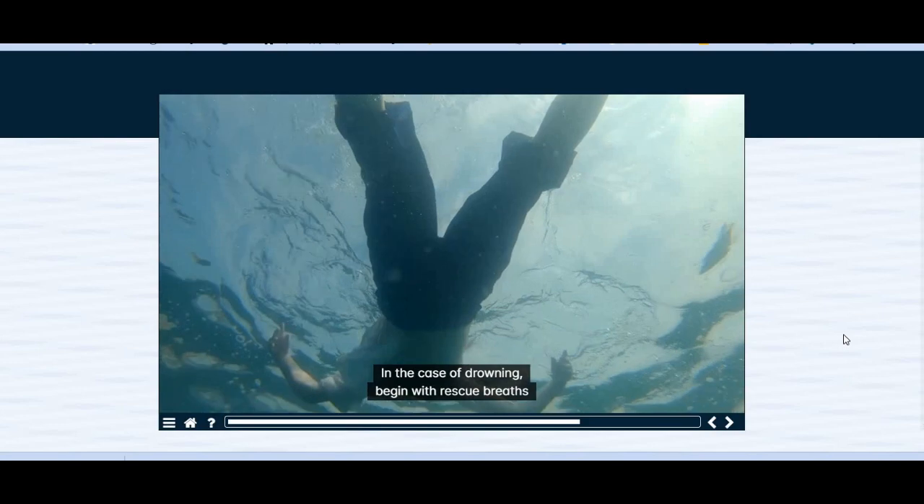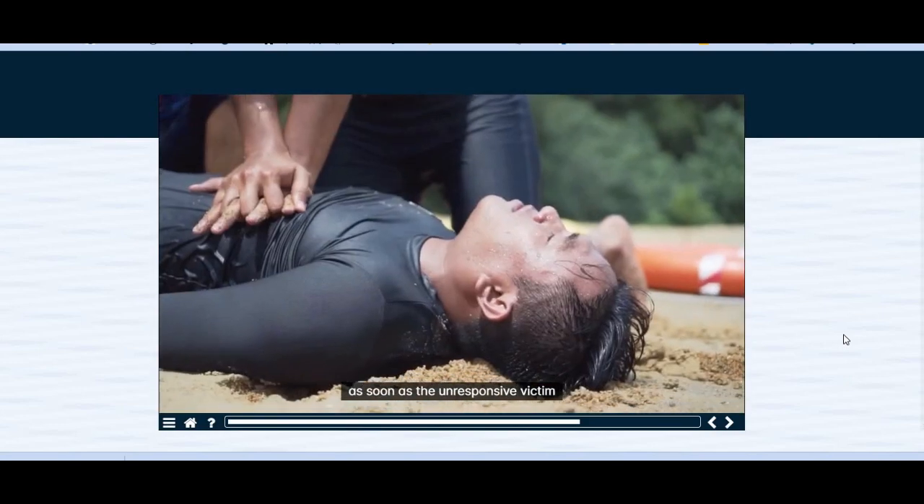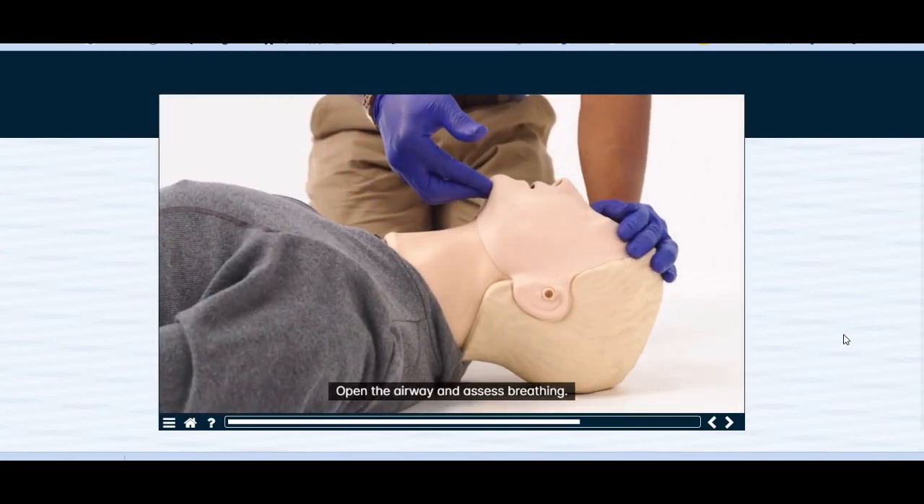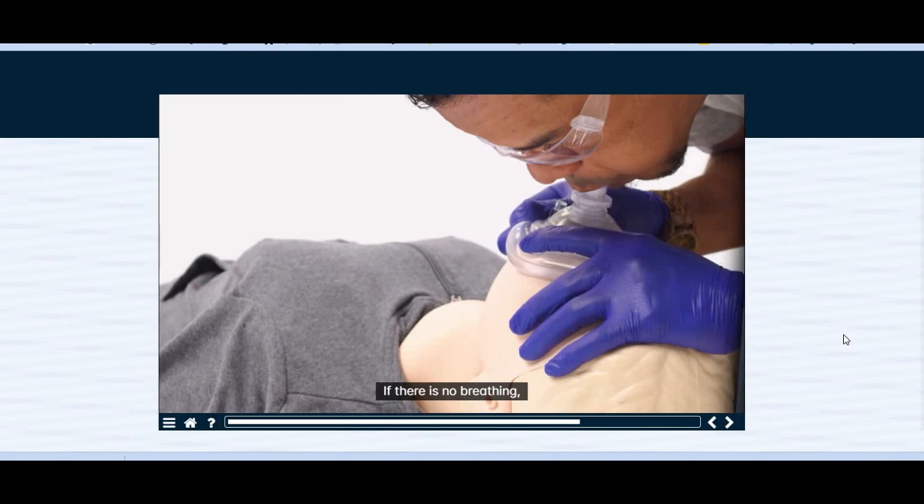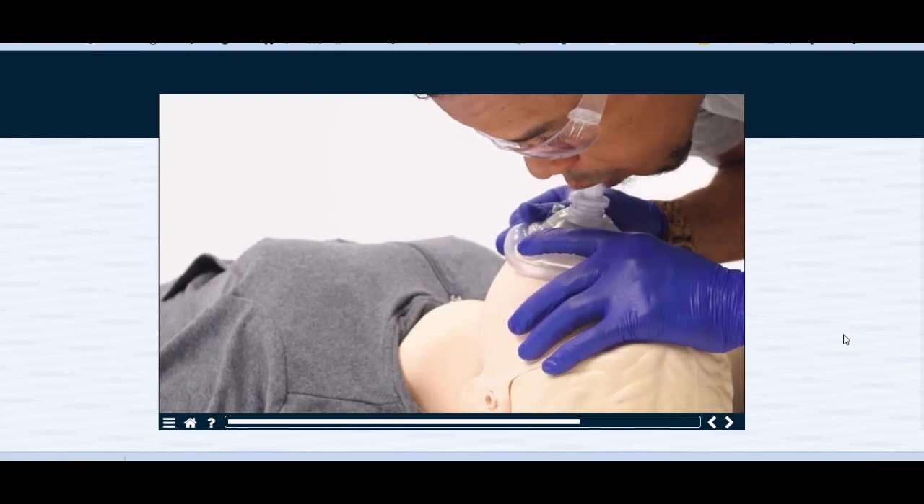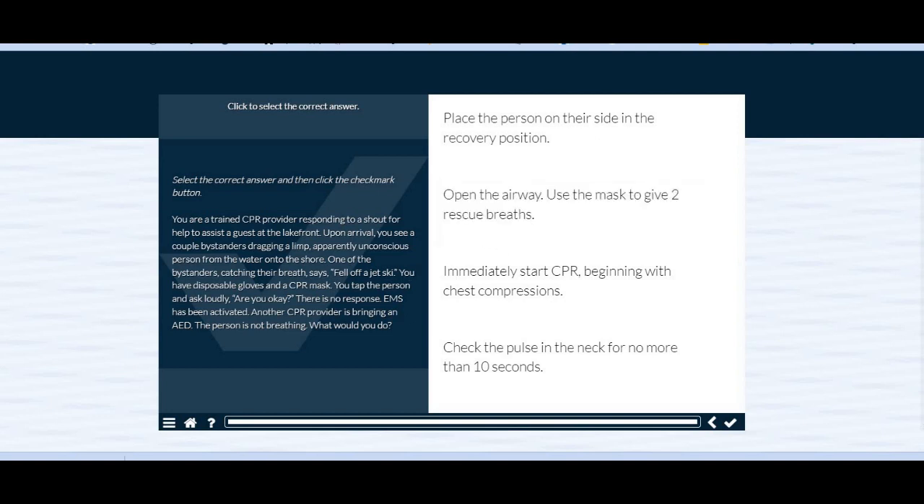In the case of drowning, begin with rescue breaths. As soon as the unresponsive victim is removed from the water, open the airway and assess breathing. If there is no breathing, give 2 rescue breaths that make the chest rise. Complete this review question to check your knowledge.